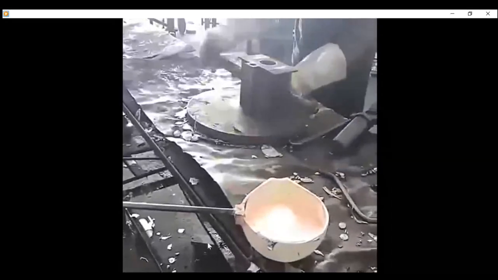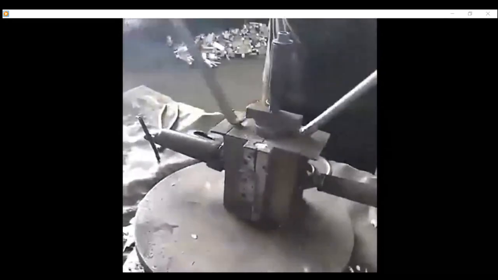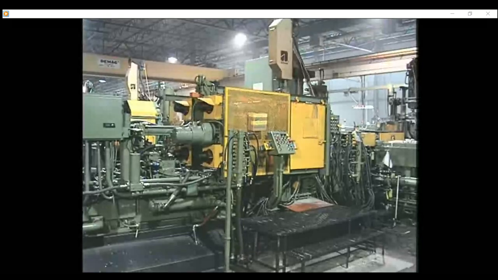Right, this is... not this one. This one is a general permanent mold. We talk about the hot chamber and cold chamber now.